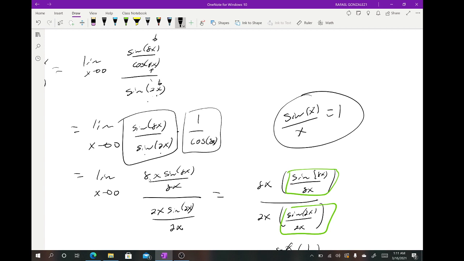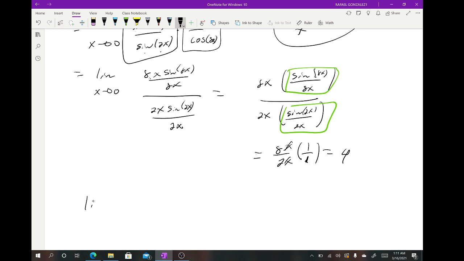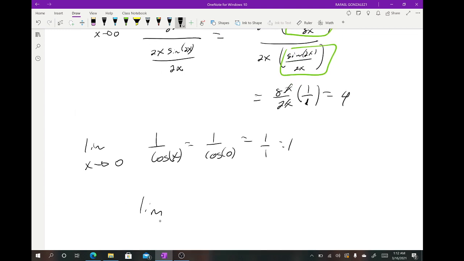And then I could do the same thing for the second expression. For the second expression I have the limit as x goes to 0 of 1 over cosine of x. Now, if you plug in 0 for cosine of x, then you just get 1. You could actually just use the plug-in method here. So 1 over cosine of 0 is equal to 1 over 1, which is 1. And 4 times 1 now, so you have the limit as x goes to 0 of 4 times 1, which is 4.